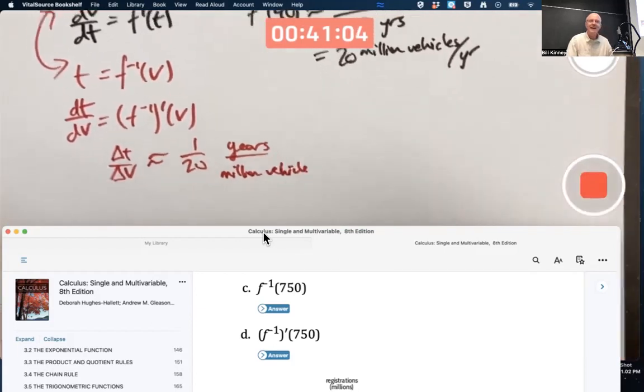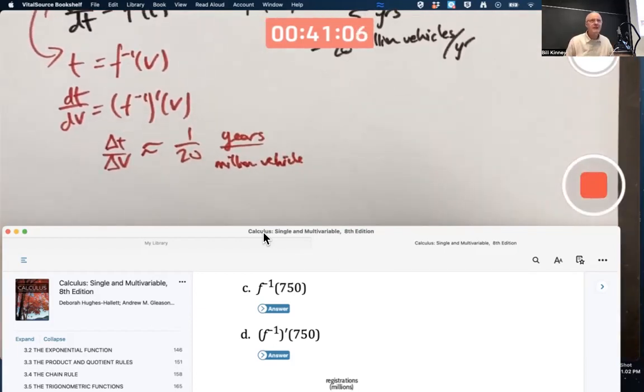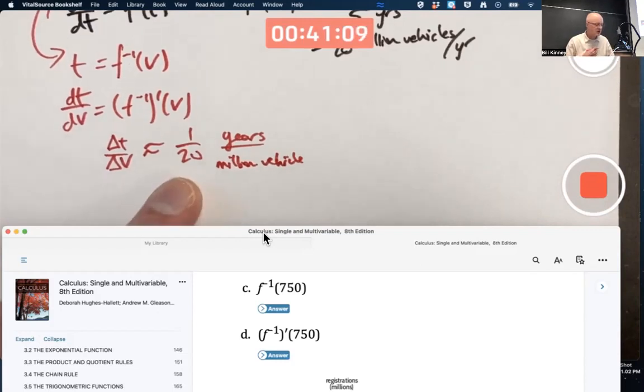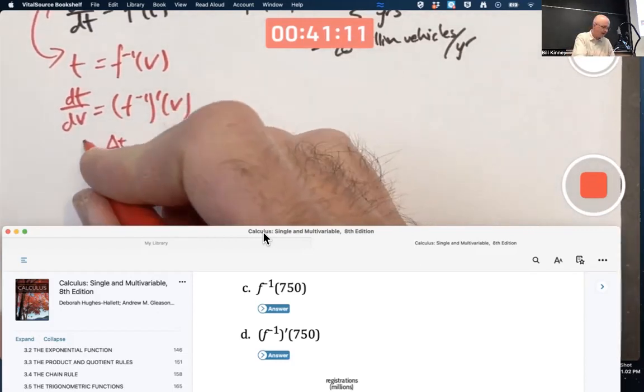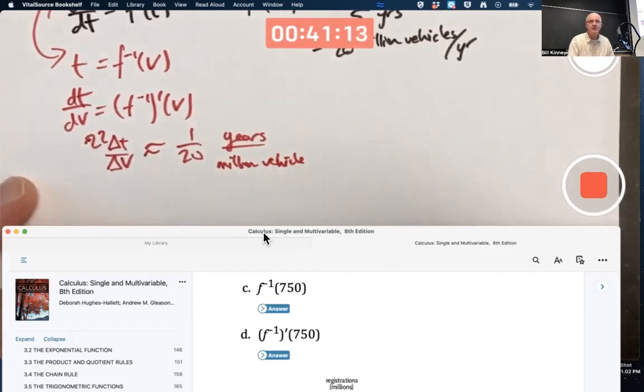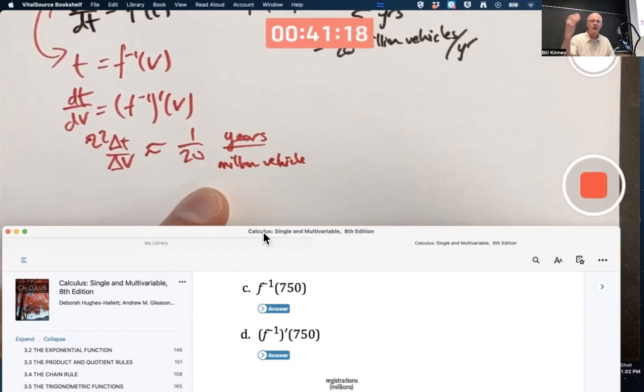What does this mean? It means when there were 750 million vehicles registered, the rate of change, the derivative, is about 1/20th of a year per million vehicles. What does that mean? It means it takes about 1/20th of a year, what would that be, 18 days or so, for another million vehicles to be registered. That's what it means. About 18 days per million vehicles.